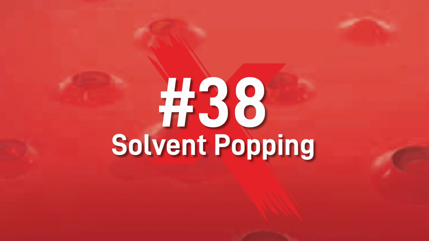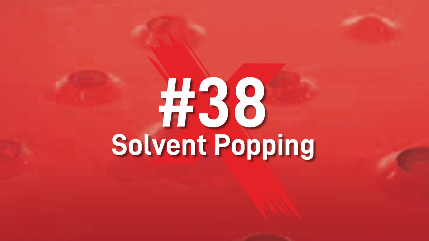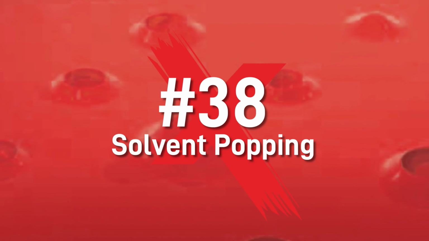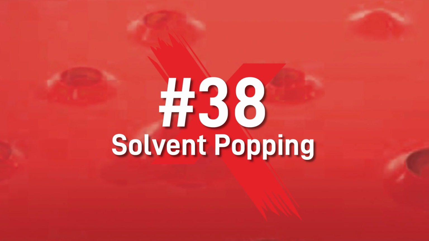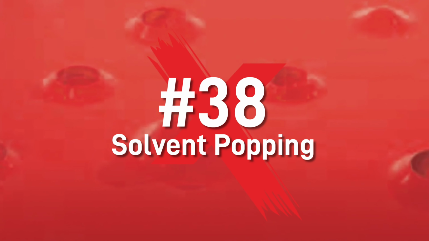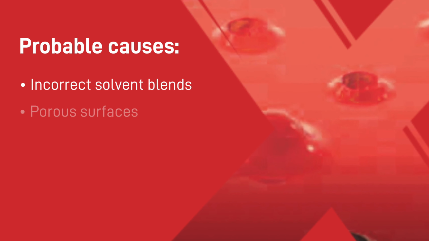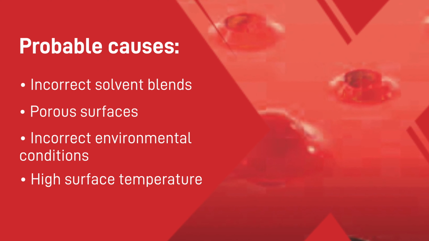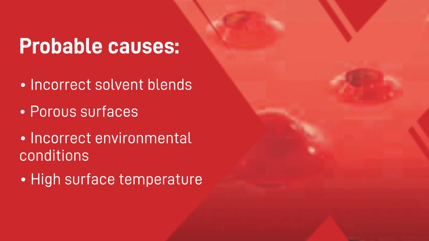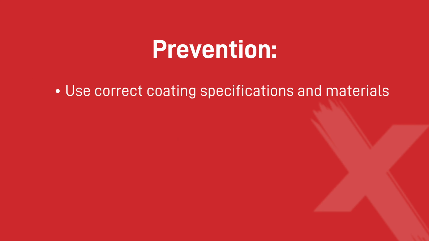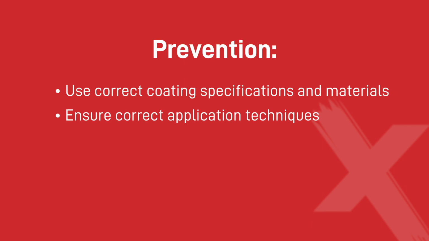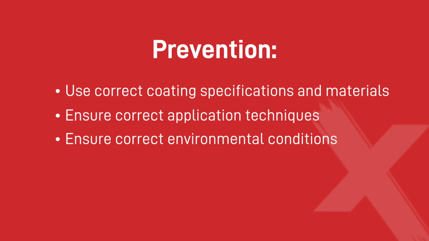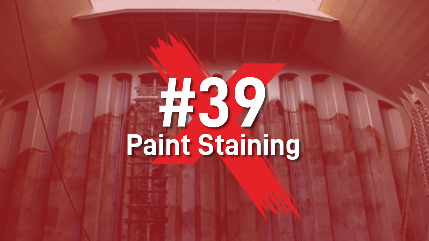At number 38 we have solvent popping. An ugly defect like pimples on the skin is caused by solvent evaporating so quickly from the wet film coat that the resulting void cannot be filled in time and a crater is left behind. Generally, incorrect solvent blends, porous surfaces, incorrect environmental conditions or high surface temperature are to blame for solvent popping, showing up in a wet film. By using the correct coating specifications, materials, application techniques and only painting in stable environmental conditions, you can prevent solvent popping.